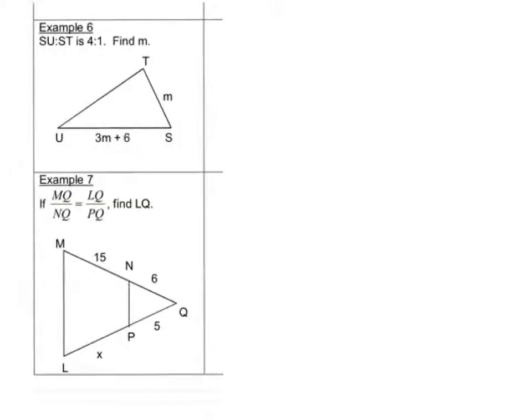Now on to example 6. In this problem they've given us a triangle TSU, and a side length of m and a side length of 3m plus 6. What's given is that SU and ST are in a ratio of 4 to 1. Now remember, a ratio is the same as a fraction. So SU to ST is in a ratio of 4 to 1. And they want us to find m.